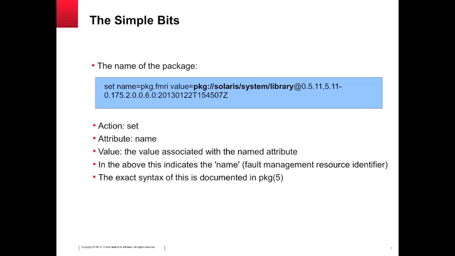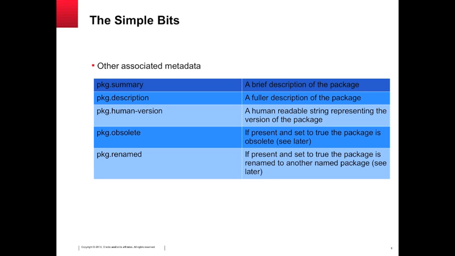So effectively, set things very simple. You say this is the name, and then you set the value associated with it. And again, the FMRI, the fault management resource identifier, uniquely identifies that package name and the version with it. The exact syntax is documented in the pkg5 command page. That's really simple. So we have a table here of all the other associated bits.